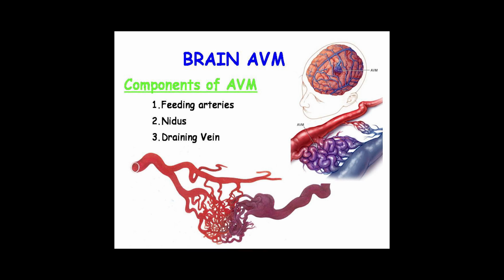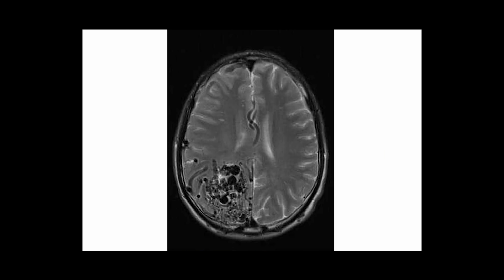So how can we know that there is a brain AVM? It's very difficult to know without doing imaging, and at the present time I would say magnetic resonance imaging is one of the best techniques with which we can detect even the tiniest AVMs in the brain. This is an axial T2 MRI of the brain, where you can see the abnormal vessels, and this is a typical appearance of an arteriovenous malformation.